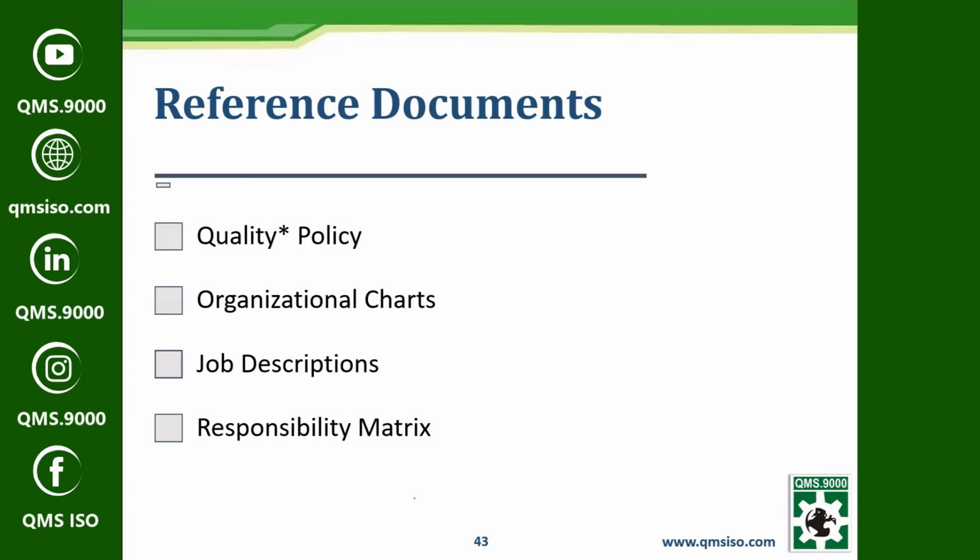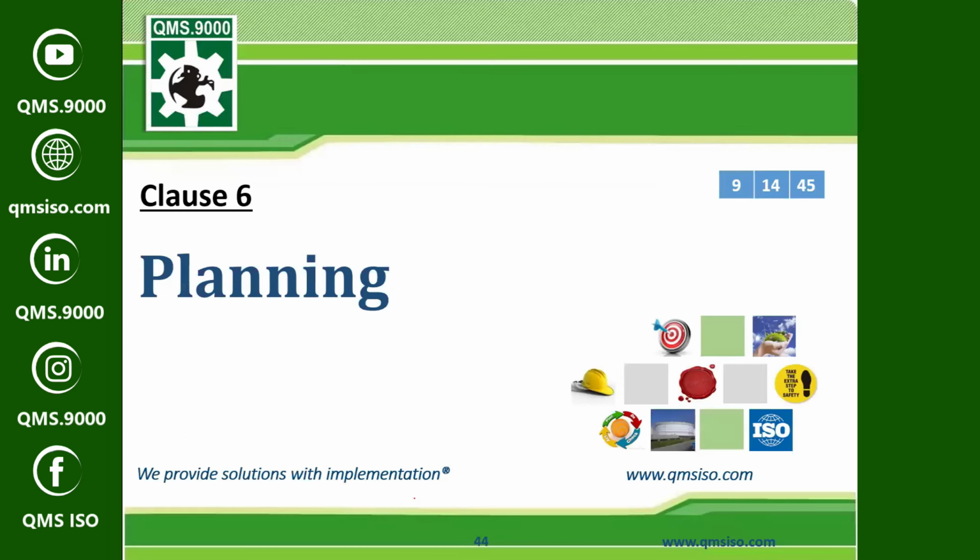This is a very important thing. And most of the organizations, they just have job description and the responsibility matrix is missing. This is one very important thing that I would like to convey, that every organization must have a responsibility matrix.